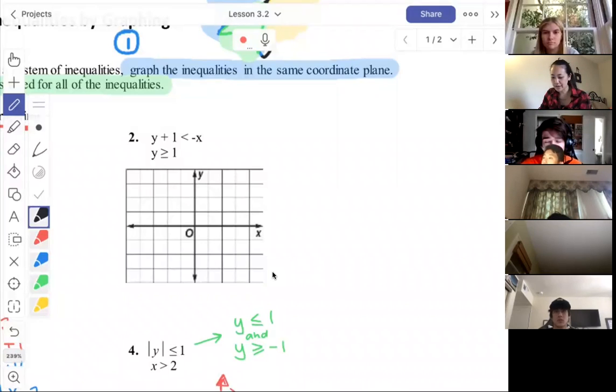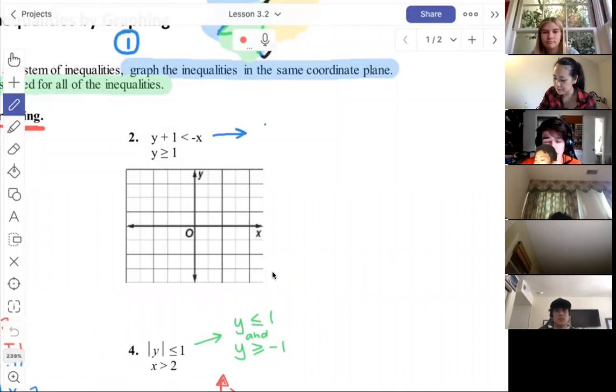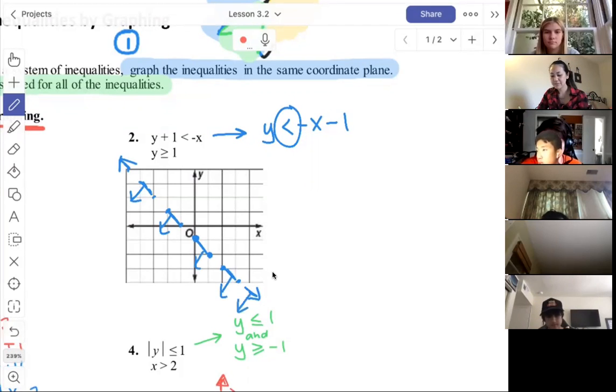So to show number 2 really quick, first I would make this into slope-intercept form by subtracting the 1. And I have a y-intercept of -1, slope of -1. So down 1, right 1. And I have a dashed line because there is no equal to in that inequality. Because it's less than, I'm going to shade down towards the bottom of the y-axis. Now, for the second one, this is a horizontal line because it's just y is equal to 1. And because it's greater than, I'm going to shade up towards the top of the y-axis. All right, then my final answer would be this intersection right here.